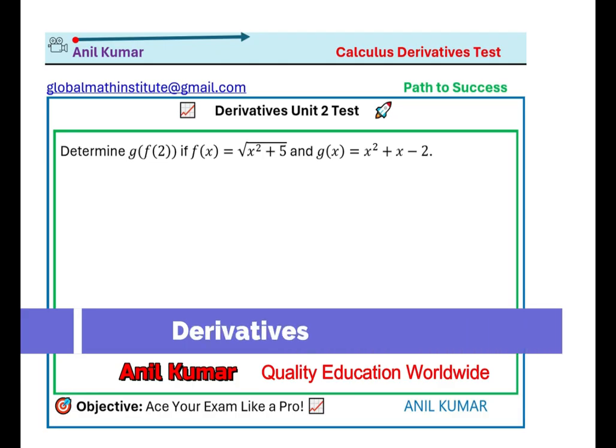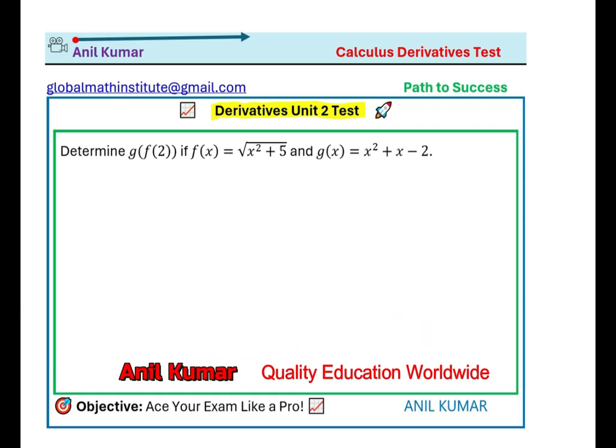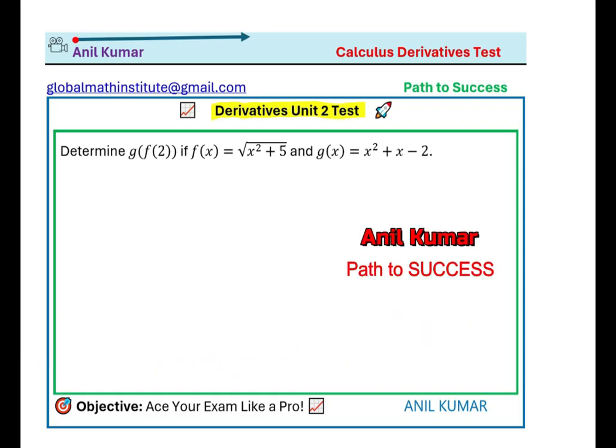We are discussing Unit 2, Derivatives. Now, in derivatives, you learn the product rule, quotient rule, and the chain rule. How we apply the chain rule is sometimes challenging. So let's understand the concept of function before getting into derivatives. Based on that, here is a question for you.